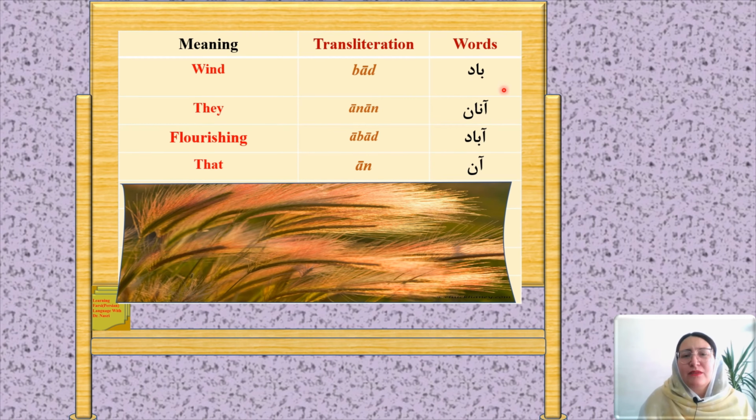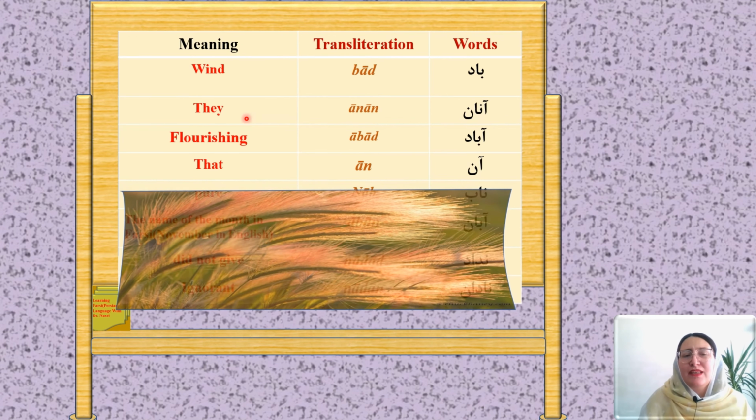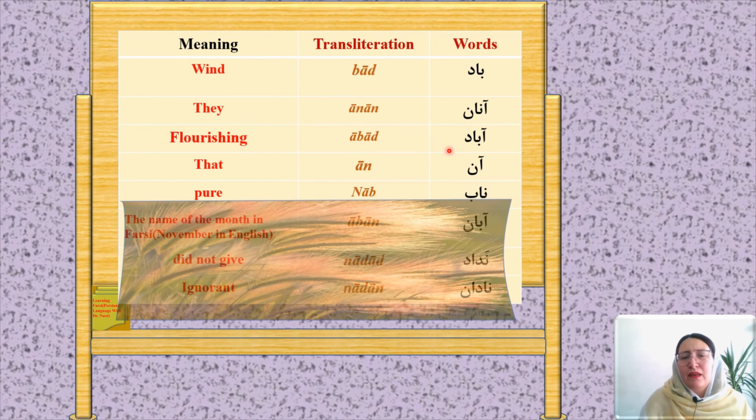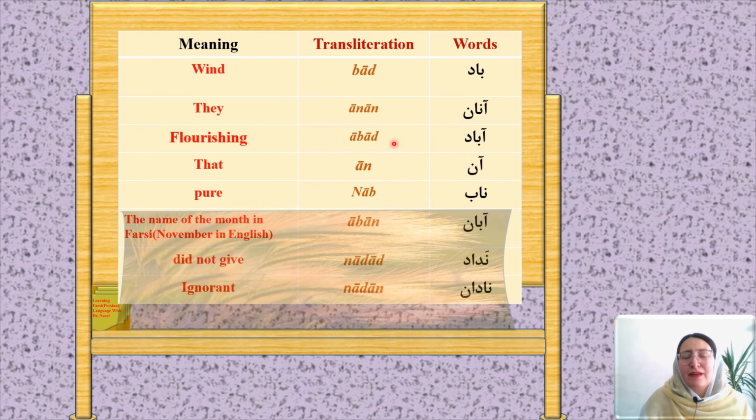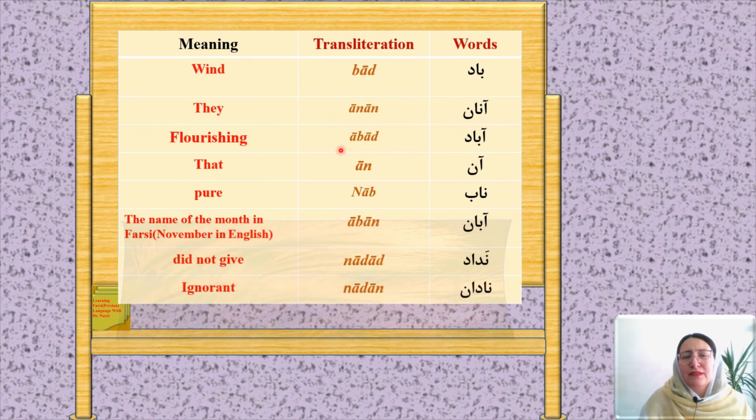Please pay attention to these words. Bad, meaning wind. Anan, meaning day. Abad, meaning flourishing. On, meaning that.